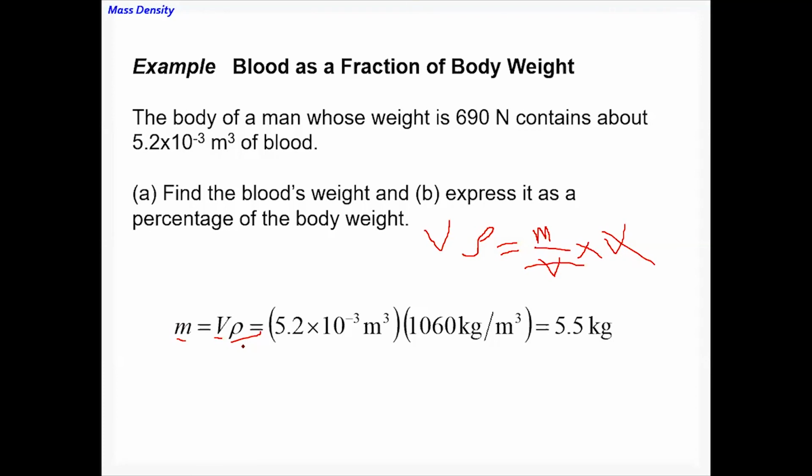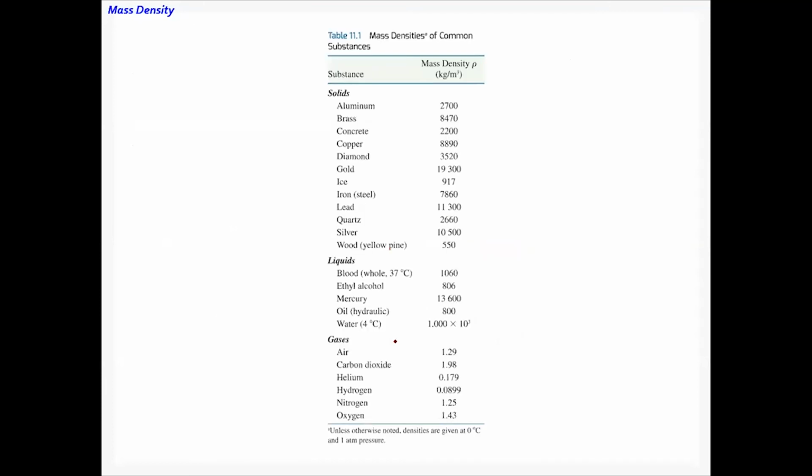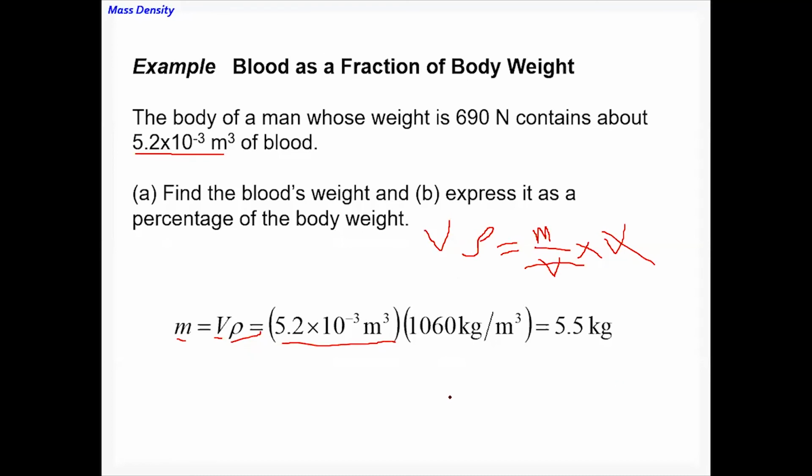So what is the volume of the blood here? Help me. 5.2 times 10 to the negative 3, that's the volume. So what is the density? Well, I got it from the previous slide. See here, blood. What is the density? It's written here. 10,060 kilograms per meter cubed. So that's what I did here, okay?